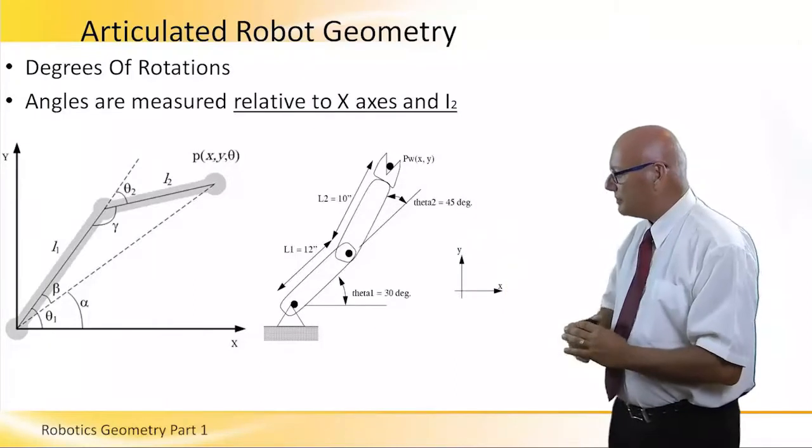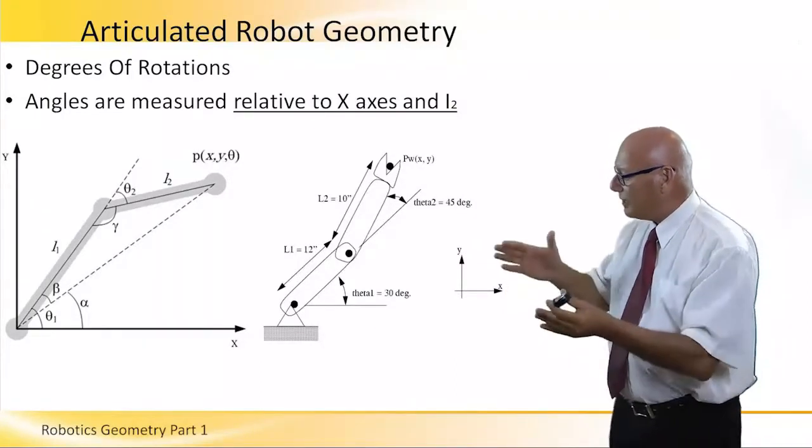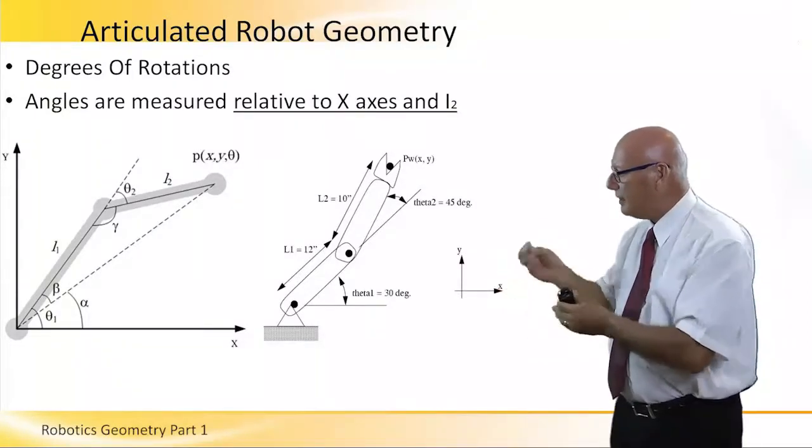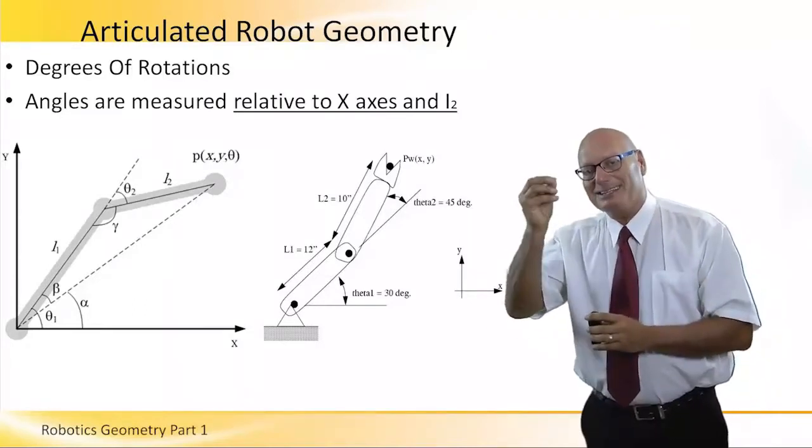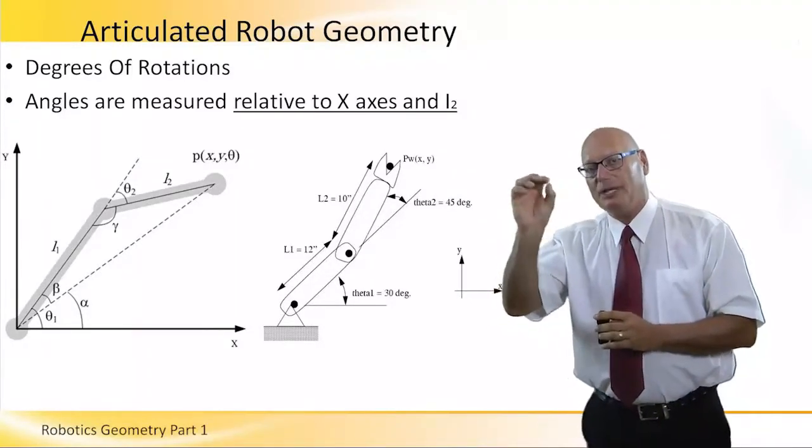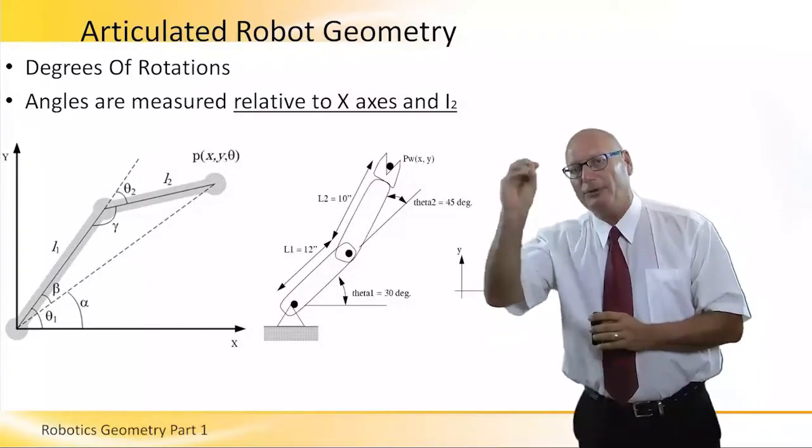Again, just an example on the right hand side. We have the links, we have degrees, and we can actually determine exactly the position of the actuators of the gripper in space.